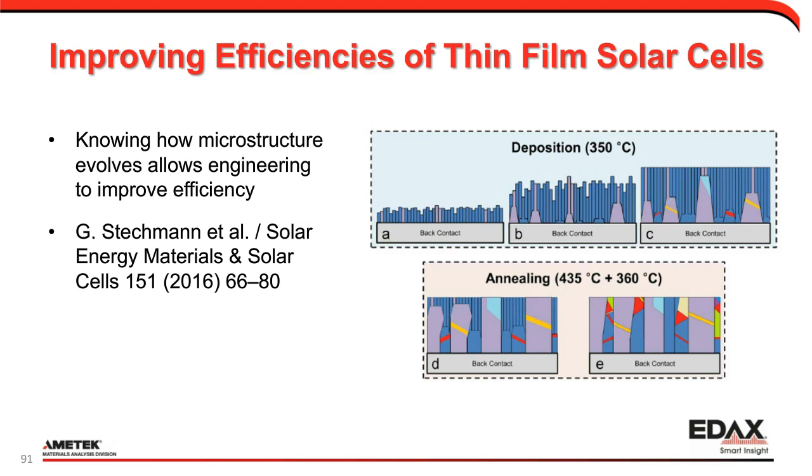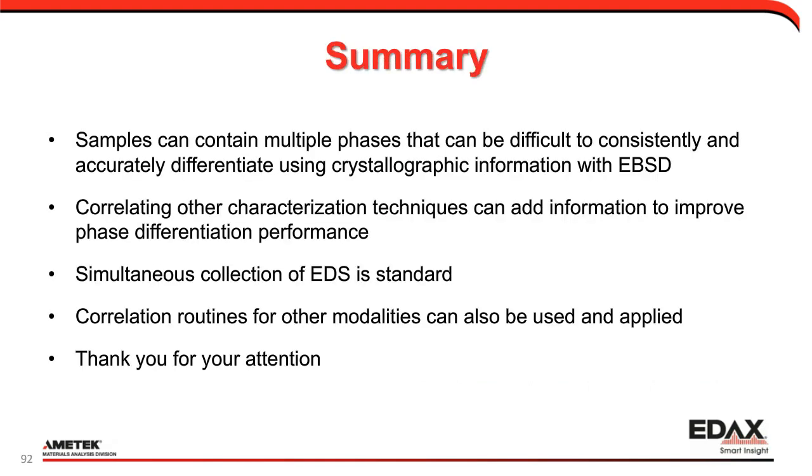So with that, I hope I've shown you a range of ways we can correlate EBSD data with other imaging and also characterization techniques. I think we can say we've shown how samples that contain multiple phases can be identified and phase mapped better and consistently more accurately by using other information, either EDS or PRIAS or WDS information, to help improve crystallographic differentiation. Bringing other information together allows us to build a better knowledge base.